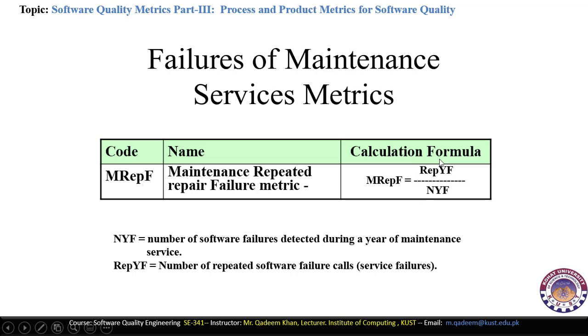So the above value is in fact representing the particular calls when the software is failing, and the second value, that is the below value, in fact counts the failures detected during a year of maintenance services. So how many times that particular failure is detected here.